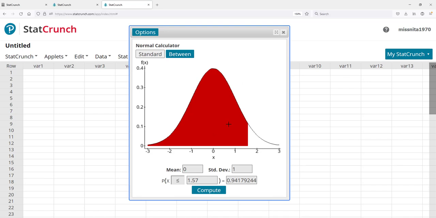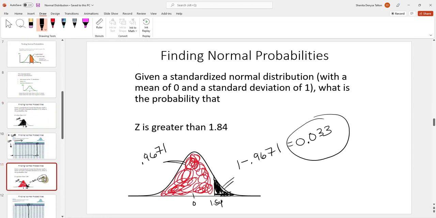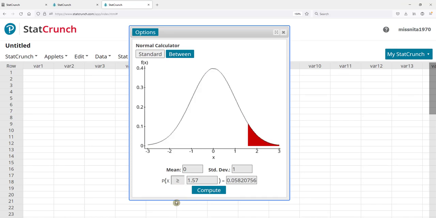As you can see, it gives you this visual, which is pretty cool. I always draw my pictures so that if you do it in StatCrunch, you want to make sure your picture aligns with the picture that you drew. So there you go. All right, if we do the next one, greater than 1.84, we're going to change this to greater than, and we want 1.84 here.